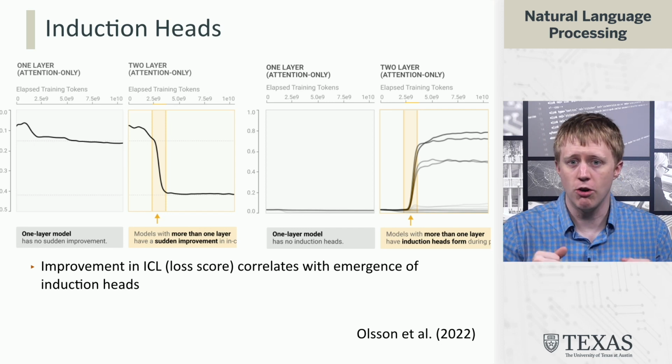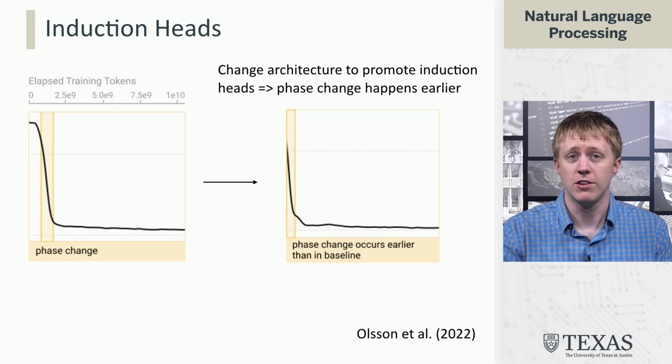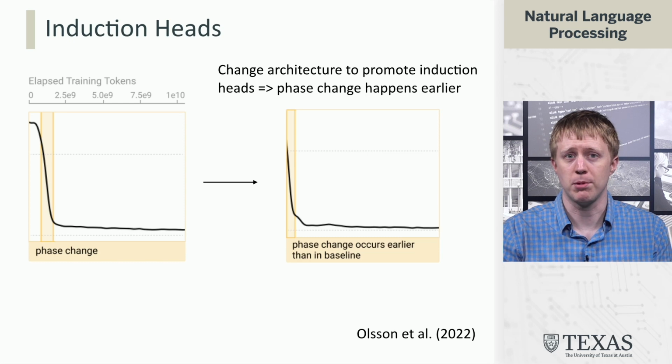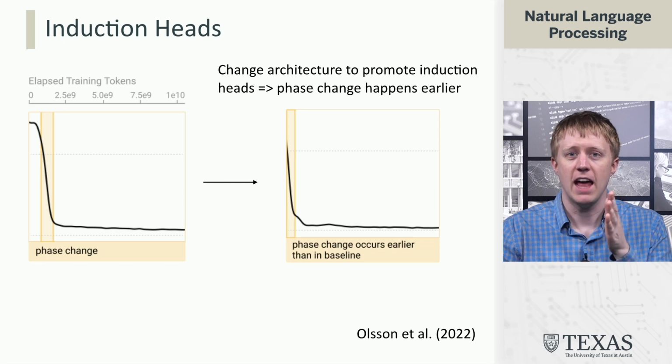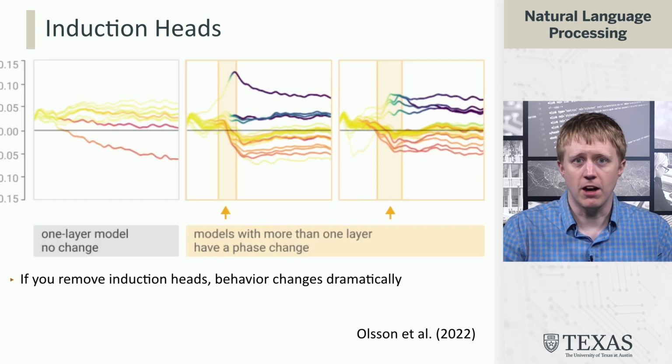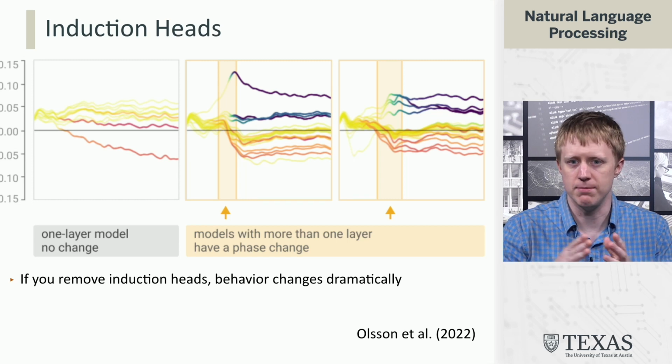Now, there might be some shared cause that's causing both of these things, so this doesn't actually prove causality. They try some additional experiments where, for example, they change the architecture to promote induction heads developing faster, and they find that this phase change in the loss happens even earlier. They also remove induction heads and see if they can reduce the model's ability to model this. Indeed, they find that if you do that, you're able to change the profile of what you learn and reduce the changes in loss that you were seeing previously.